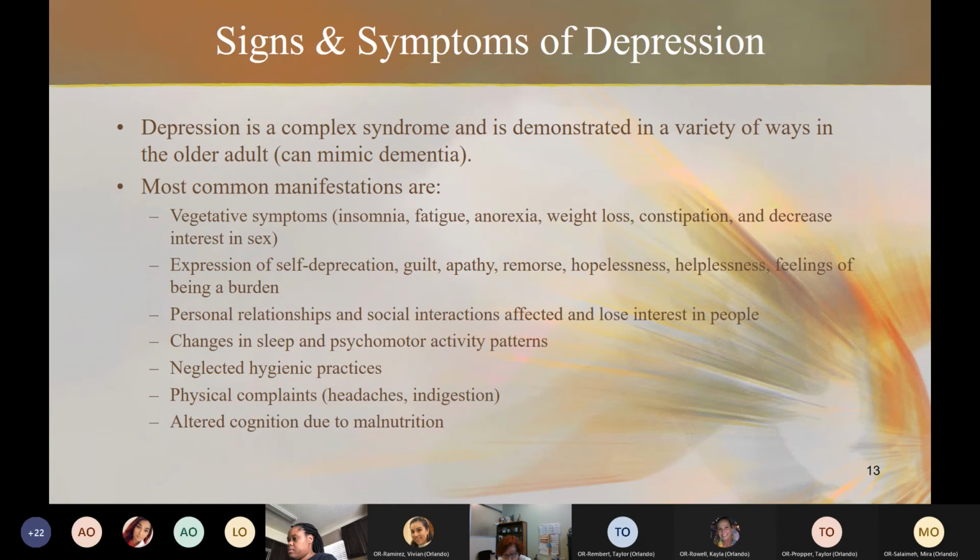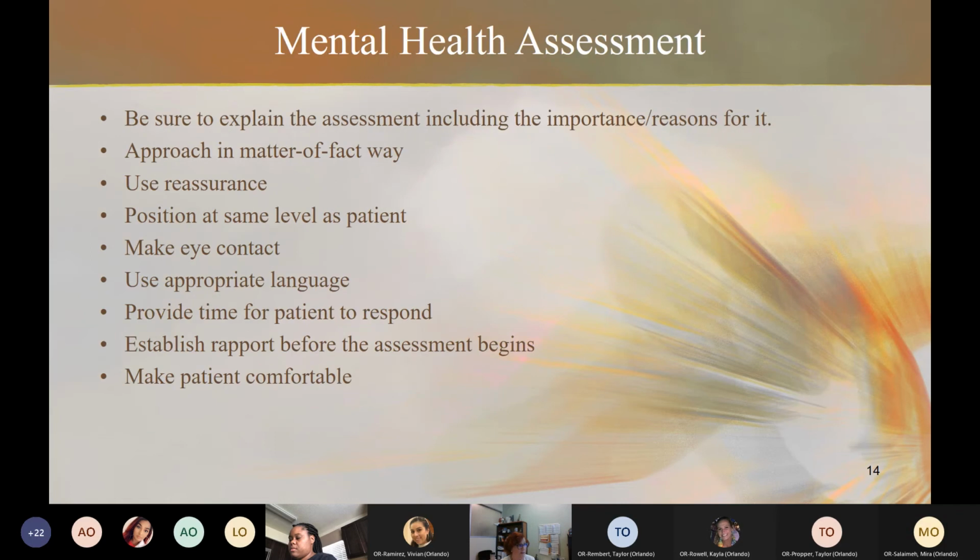And then, of course, there may be some issues with their thinking ability because their nutrition is so poor, because they're anorexic and they don't want to eat anymore. So those are the basic signs and symptoms of depression. It's important to know those, so please mark that, right? When we are doing a mental health assessment, and you're going to see that in the video, that's why I'm definitely going to show that video maybe next week, since Jose's not able to help us today.